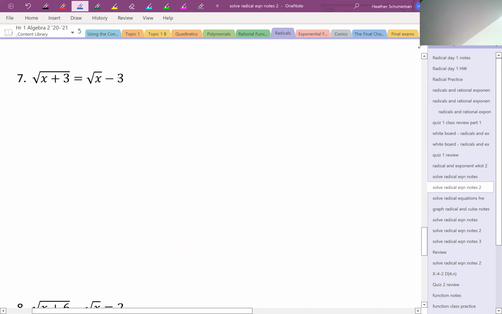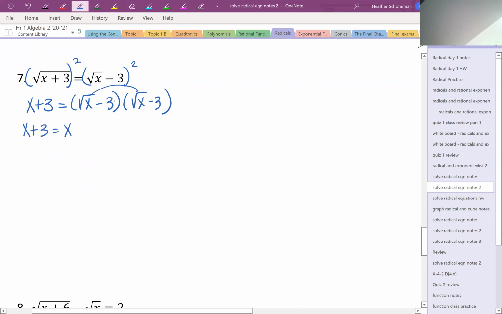And when we have two radicals, we need to keep them on opposite sides of the equal sign, which they are in number 7. So I'm just going to square both sides like this. So here I get x plus 3. Here I have to write it out twice, just like I squared every other binomial and just like we did at the beginning of this video. So this gives me x plus 3.